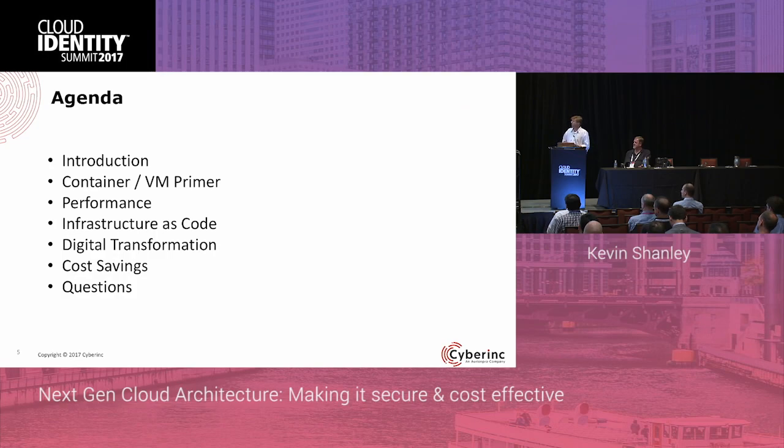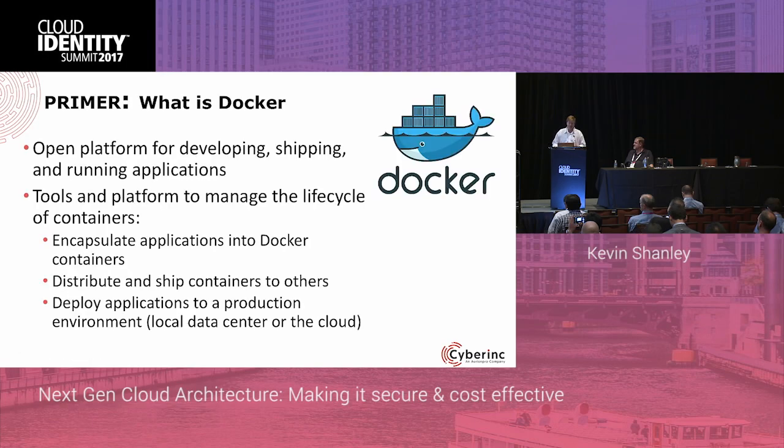So I'd like to go through, as a part of this, a little bit of a container and virtual machine primer, how this stuff actually performs, and pull that back together with some automation information, infrastructure as code, and regroup into a digital transformation and see what real cost savings actually look like and how we can get to it. Quick one, what is Docker?